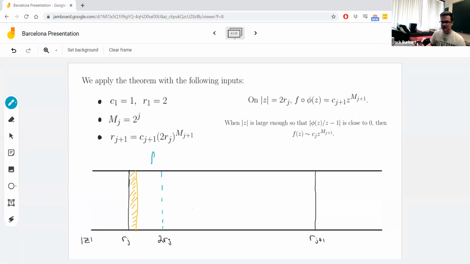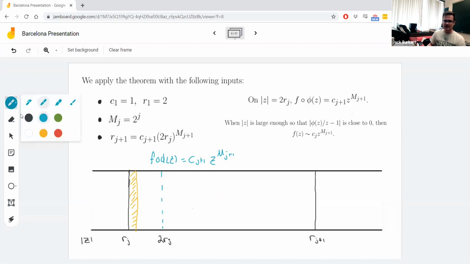And this means in this case that f composed with phi of z is going to be equal to Cj plus 1 z to the Mj plus 1 near this circle. And so I wrote that right here. And so this means that when z is large enough so that phi, the correction map, is close to the identity, f is very, very close to this monomial to begin with.